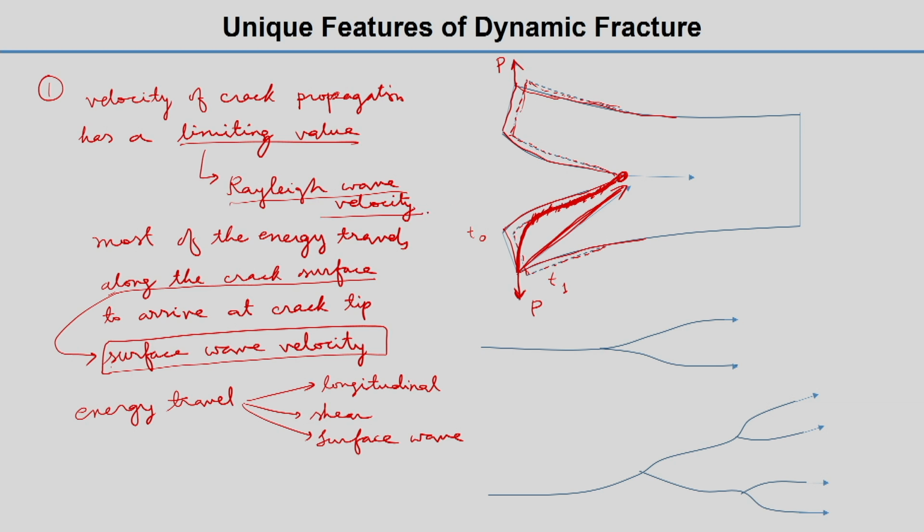That's why the crack propagation is also limited by the same velocity, because energy cannot transfer faster than that, and then the crack also cannot move faster than that. And the second unique feature is crack branching.